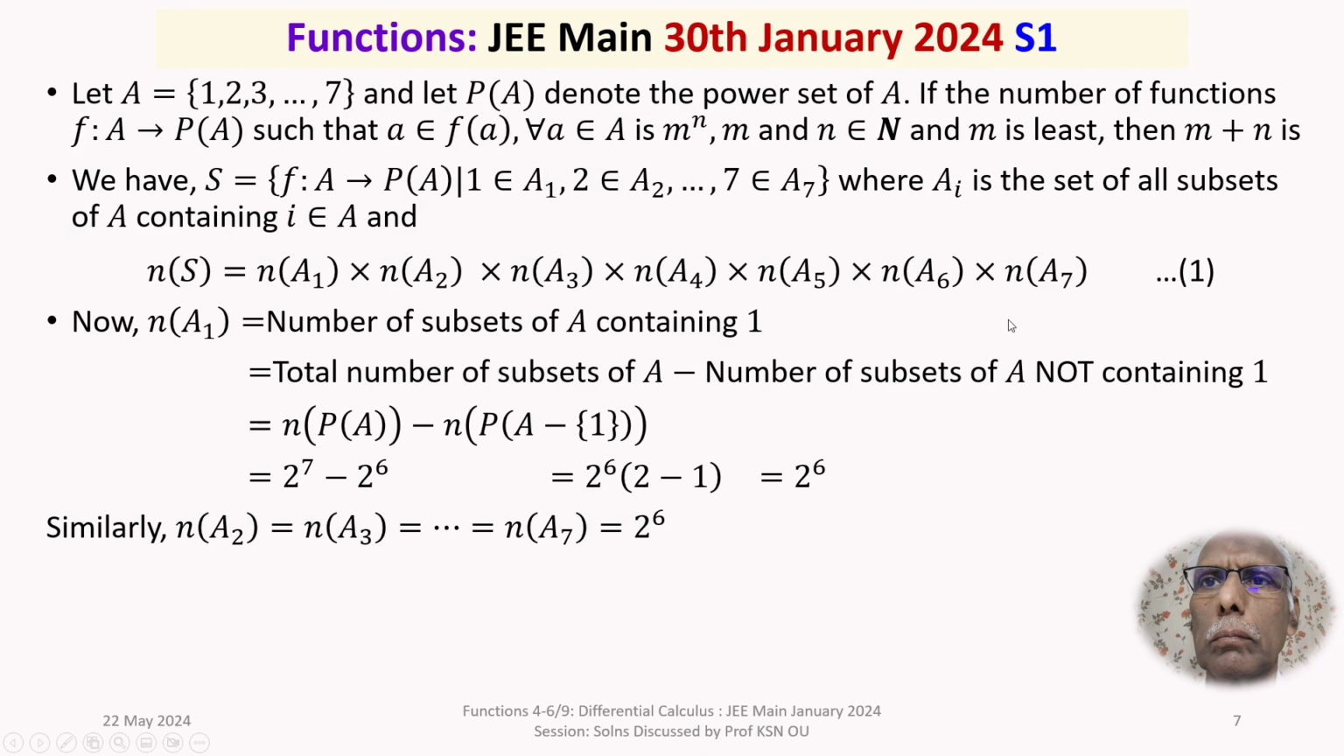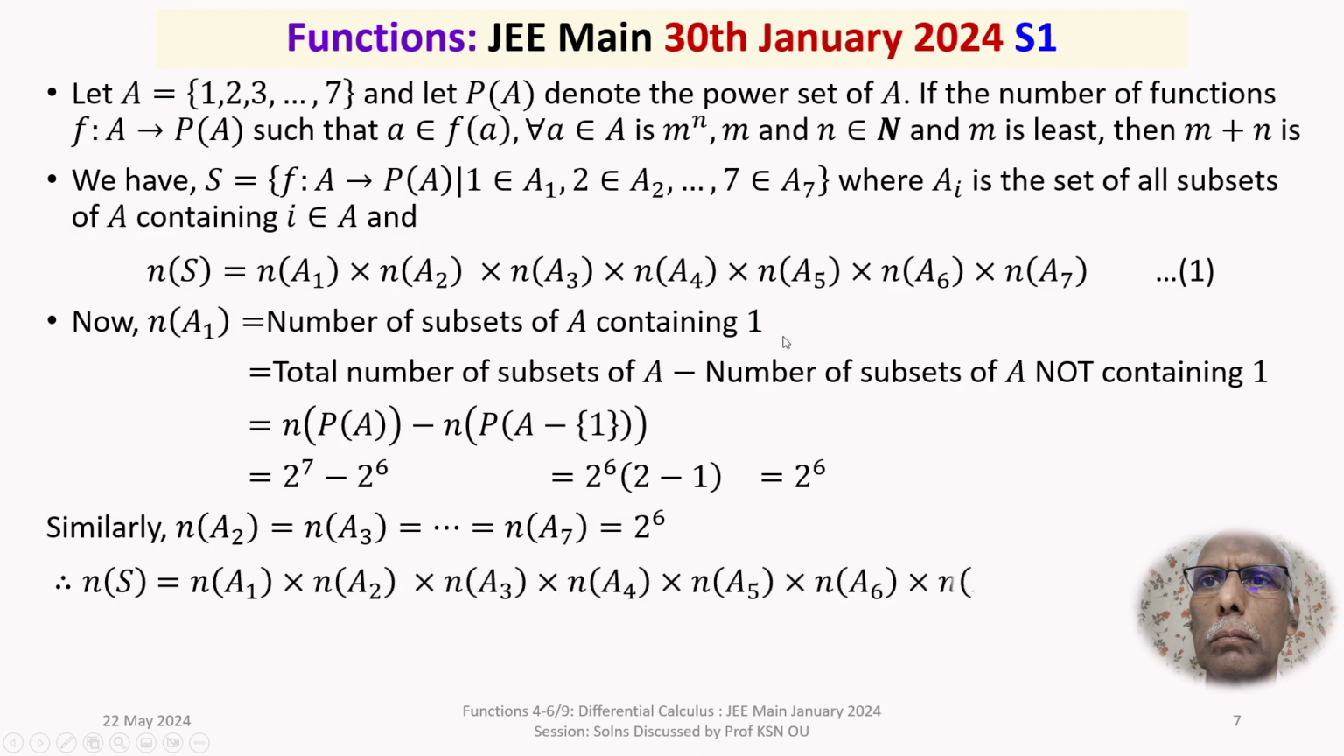Now let's go back to the equation 1. Therefore, n of S is equal to n of A1 multiplied by n of A2 etc. n of A7 from the equation 1. So each one is 2 power 6. So this is equal to 2 power 6 multiplied by 2 power 6 multiplied by 2 power 6 etc., 2 power 6, 7 times. That will be 2 power 6 to the power of 7. That is 2 to the power of 6 times 7, which is 42.